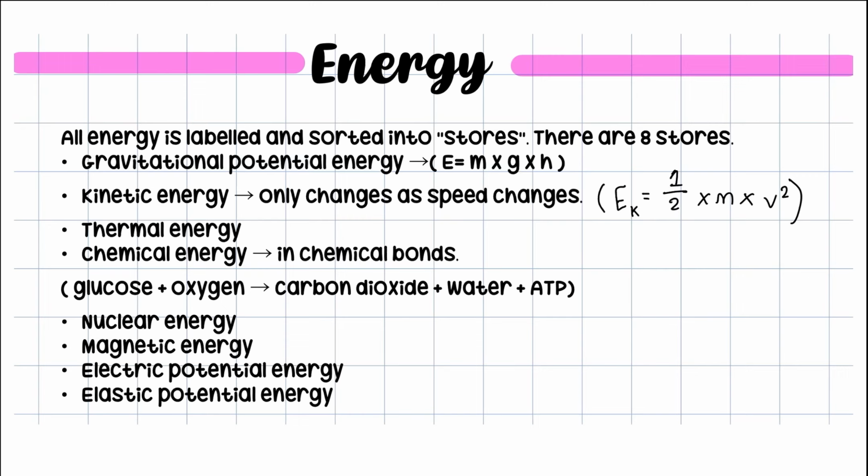So chemical energy, you can find this in chemical bonds, and you may be familiar with the equation glucose plus oxygen goes to carbon dioxide plus water plus ATP. You probably don't need to know about ATP for GCSE, just think of that as the energy, and yes, this is the equation for respiration in humans.